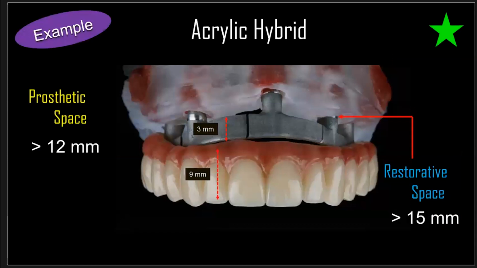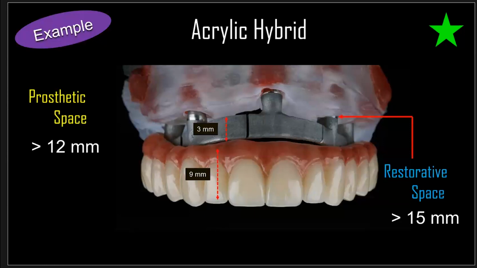So let's go through a little example here. This is an acrylic hybrid. The reason we need more space for the acrylic hybrid is because we have the titanium bar structure, which needs to be at least 3 millimeters. And then we need adequate volume on top of that bar. We need the restoration for the tooth as well as the pink gingiva here.